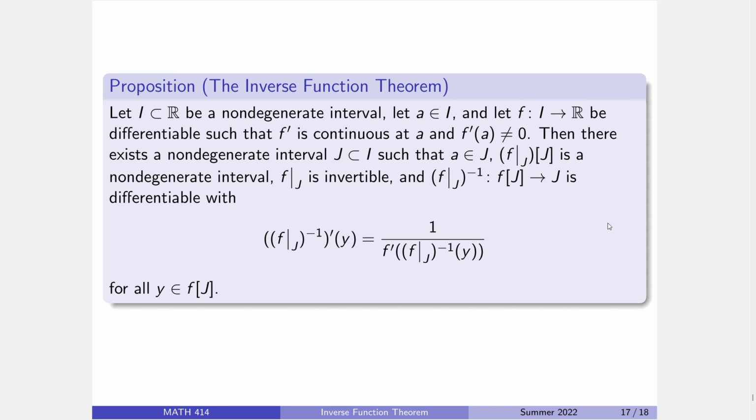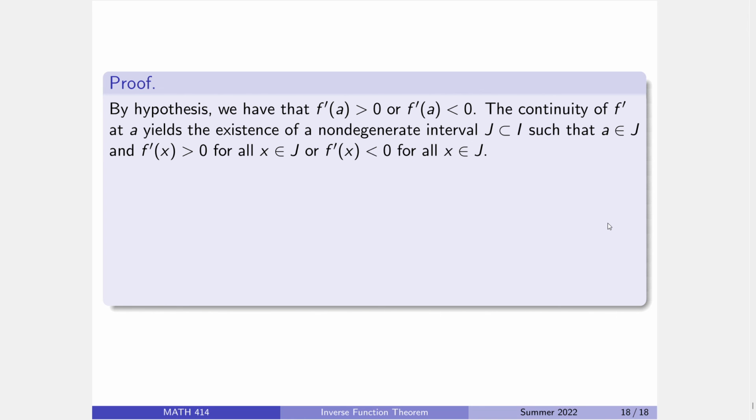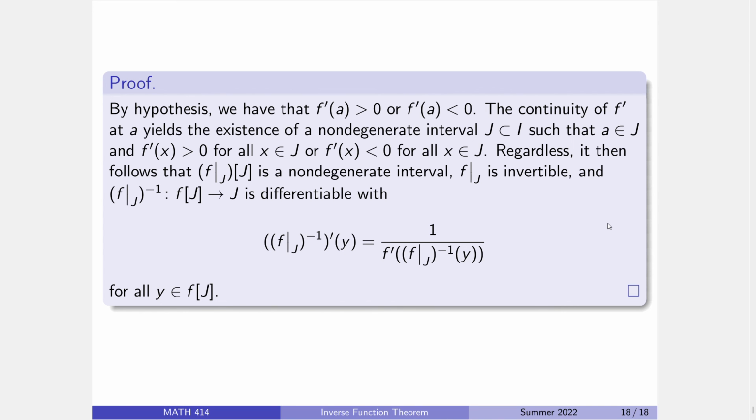But anyway, so that is the inverse function theorem, and like all great theorems, the proof is super easy, because we already did all the work. By hypothesis, we know that f prime of a is greater than 0, or f prime of a is less than 0. Continuity of f prime at a then gives us a non-degenerate interval contained in I that contains a, and either the derivative is strictly positive or strictly negative. And then we just apply the result we proved before. That guarantees that things are good.